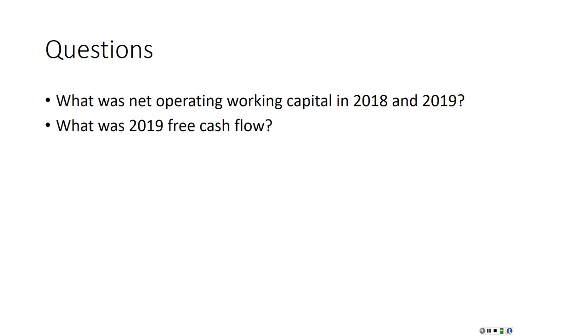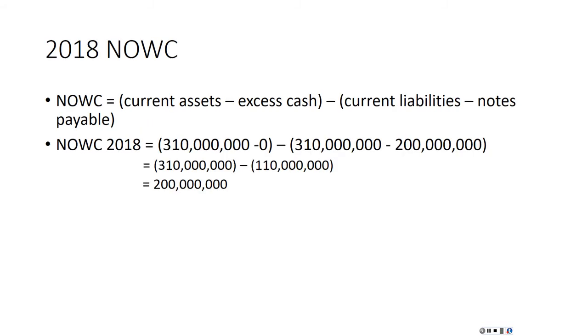What was the net operating working capital in 2018 and 2019? And what was 2019's free cash flow? These two questions are related in that we need net operating working capital change to determine free cash flow. Net operating working capital is equal to current assets minus excess cash minus current liabilities minus notes payable.